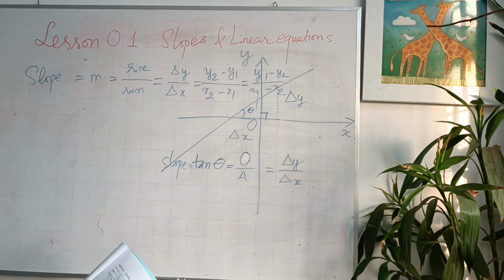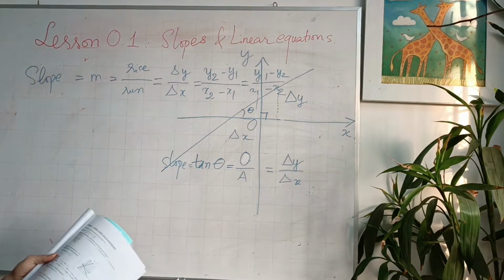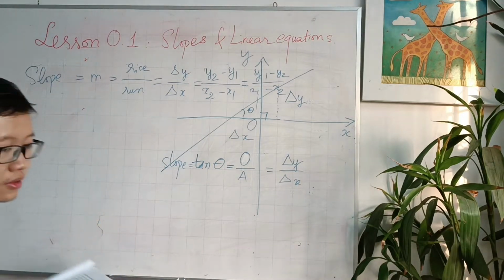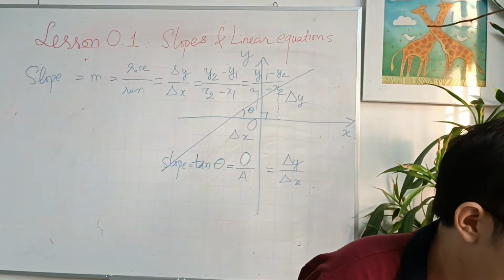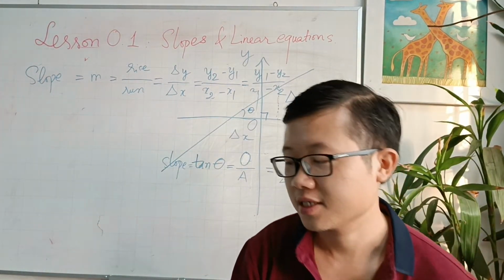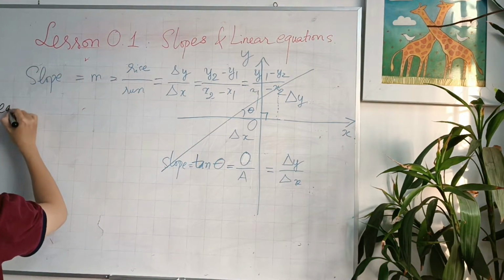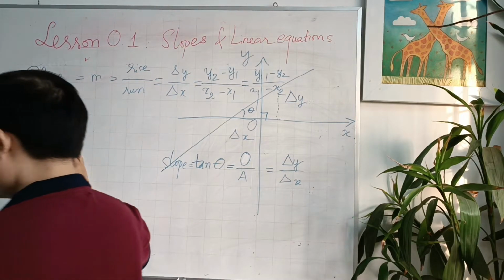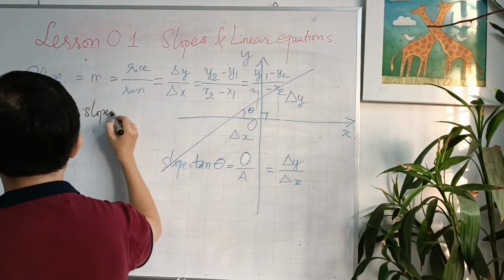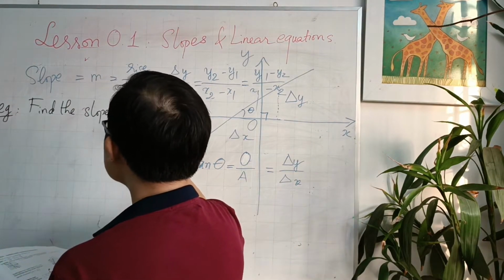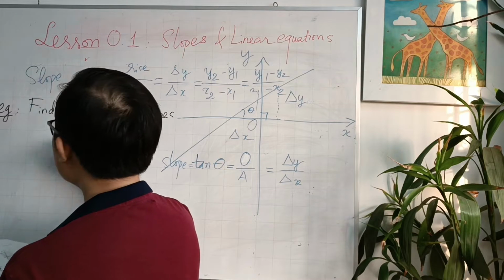Okay, we have some exercises to apply this formula, so I think you can remember it more easily. I want to change the color of the ink to make it easier to follow my lessons. Example: find the slope of a line containing each pair of points.